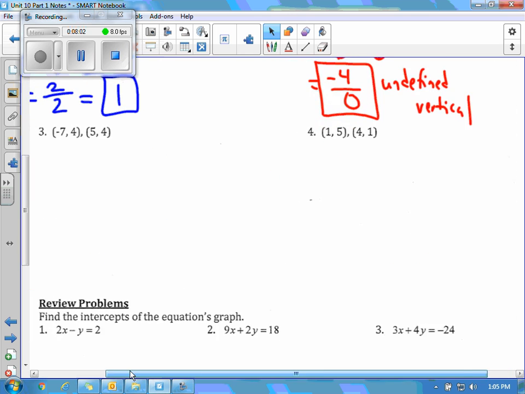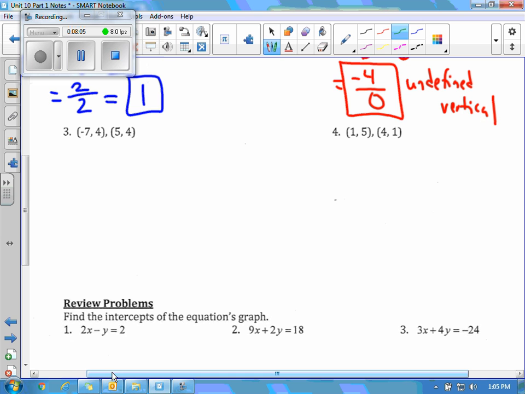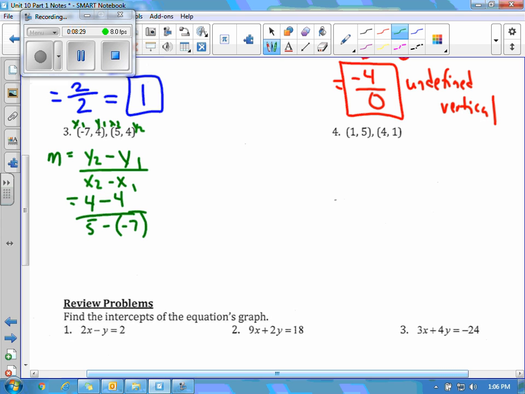Coming down to example number 3, I'm going to rewrite our formula again. M equals y2 minus y1 over x2 minus x1. So now I can plug in. My y2 is 4. My y1 is 4. x2 is 5. x1 is negative 7. So 4 minus 4 is 0. 5 minus negative 7 is the same thing as 5 plus 7, so that's 12. When I have 0 over a number, that's 0 slope, which if you remember the graph would then be horizontal.